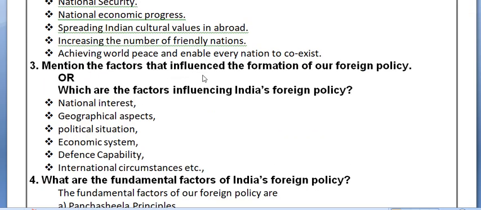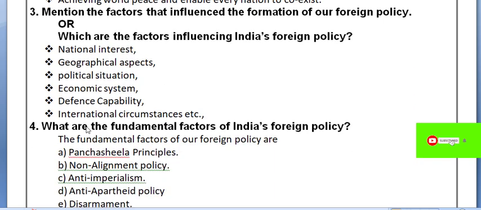Mention the factors that influenced the formation of our foreign policy. Or, what are the factors influencing India's foreign policy? National interest, geographical aspects, political situation, economic system, defense capability, international circumstances, etc.